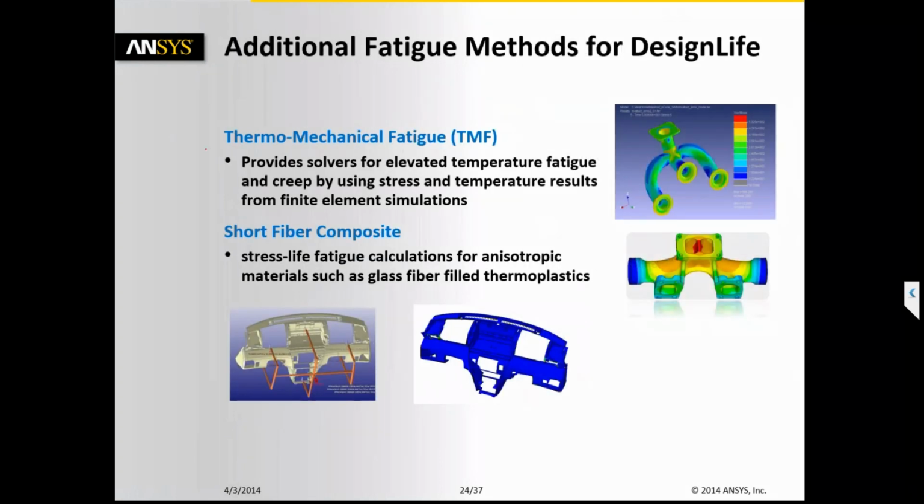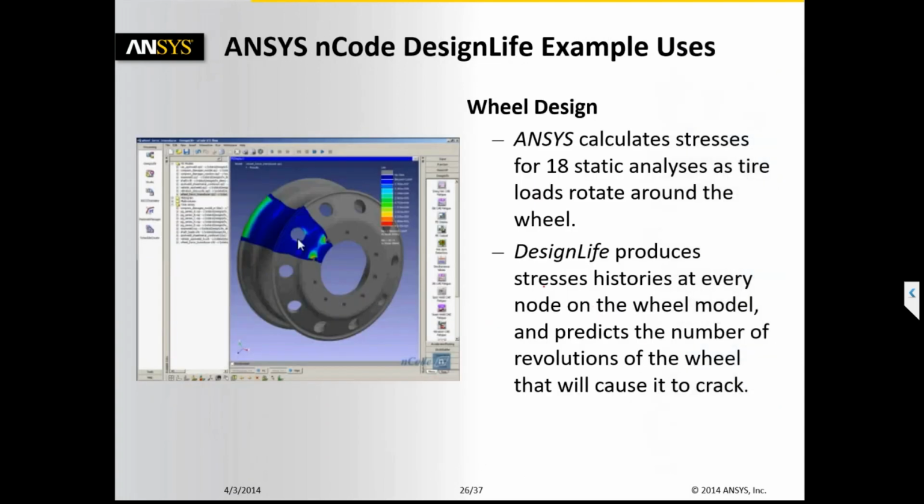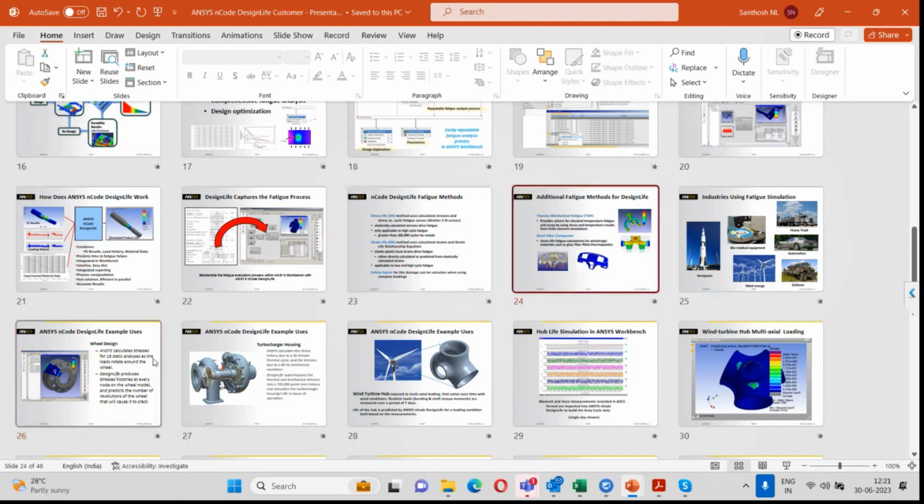We can handle thermomechanical. Short fiber composite fatigue is also available within nCode. And there are many components being used, from a simple consumer good to biomedical to aerospace to other applications over the years. With this, we can also have a cyclic symmetric component where you want to take the cyclic symmetry into account. You can consider that as well.